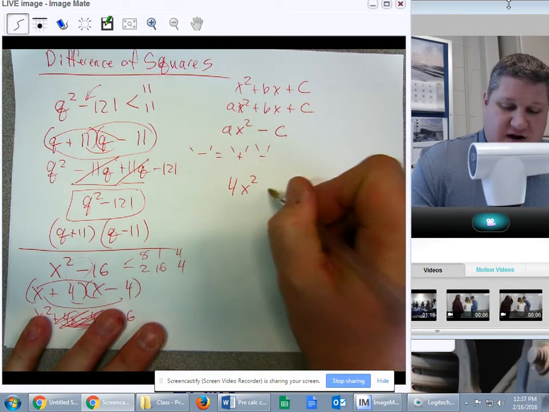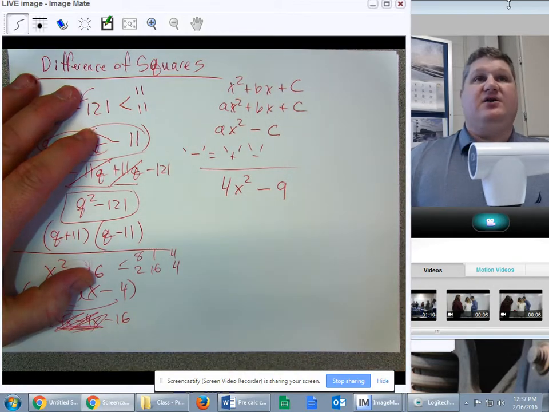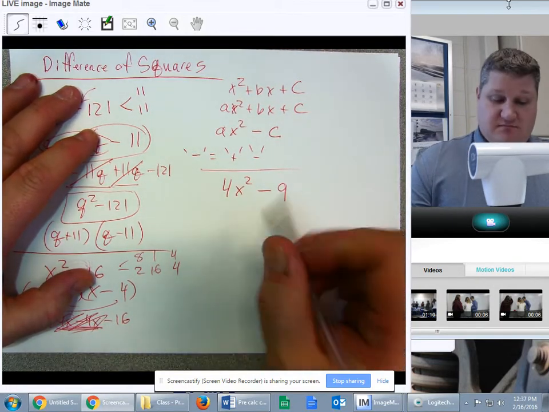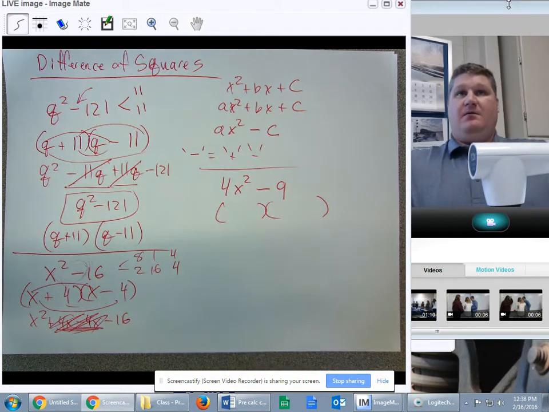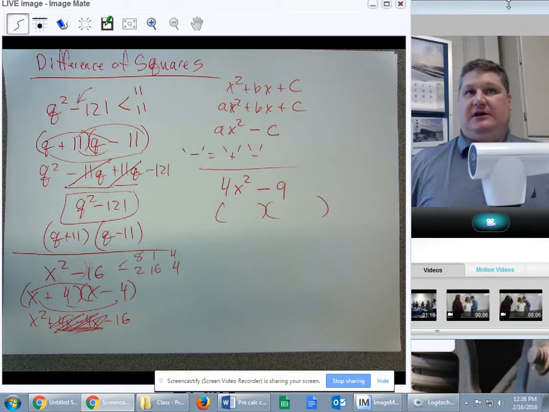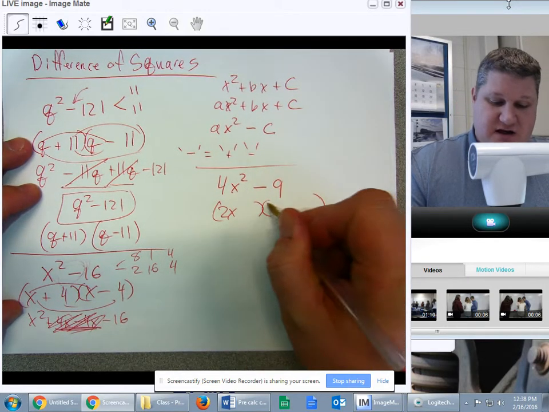4x squared minus 9. Here we go. Let's start here. What do I do? Parentheses. Now, 4x squared. How are you going to break it up evenly?